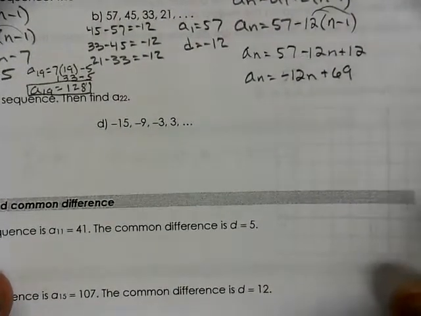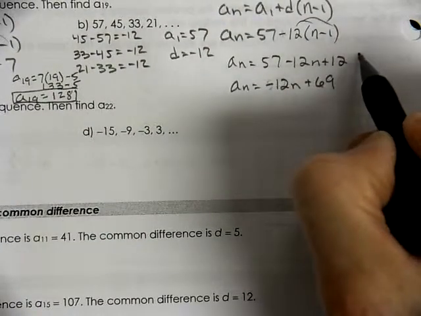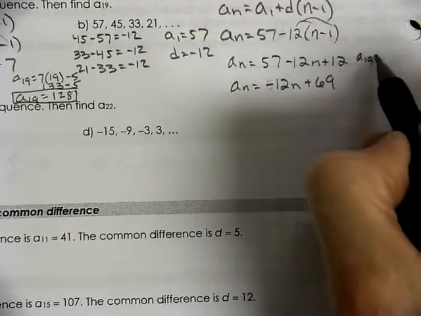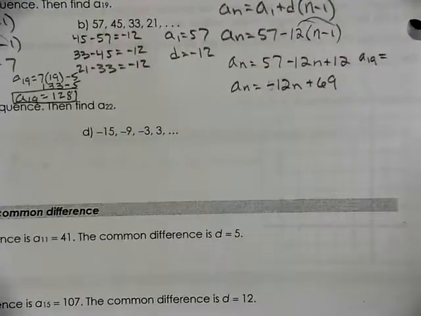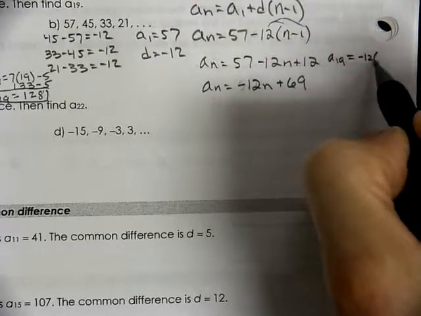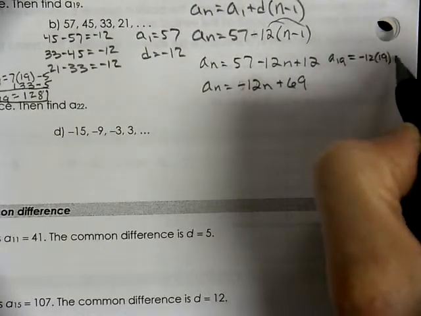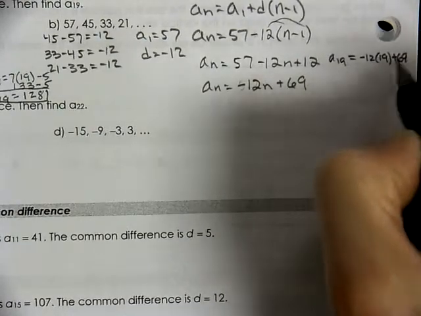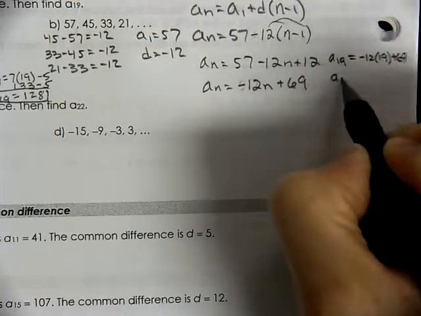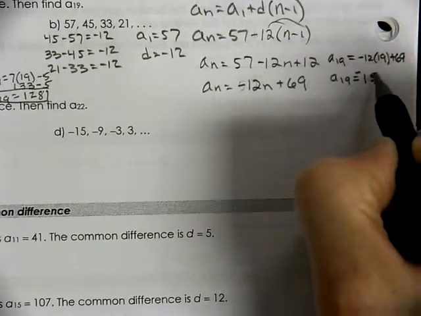And on this side, to figure out the 19th term, a of 19, we take negative 12 times 19 and add 69 to it. So that's going to come out to be negative 159.